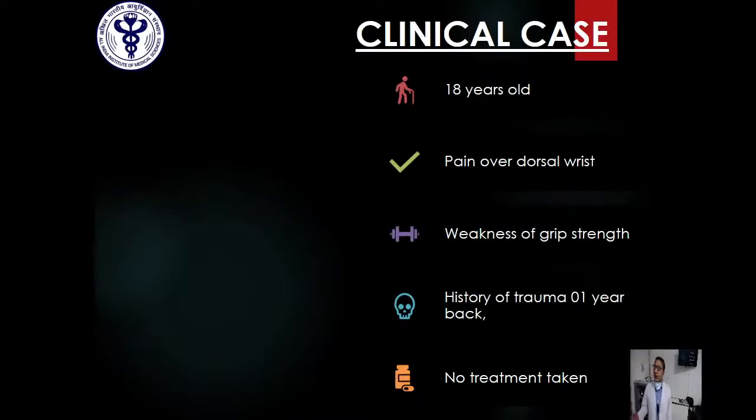So an 18-year-old young guy presented to us in our OPD clinic. He complained of some pain over the dorsal aspect of the wrist and also complained of some weakness in the grip strength. He reported a history of trauma 1 year back for which no medications or any sort of plaster treatment was taken.